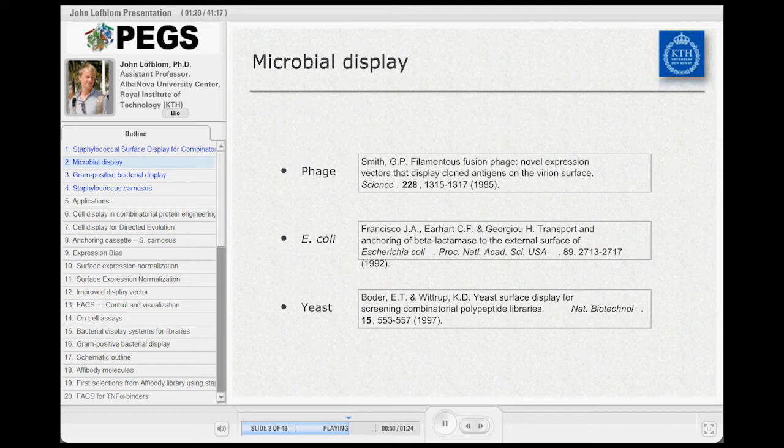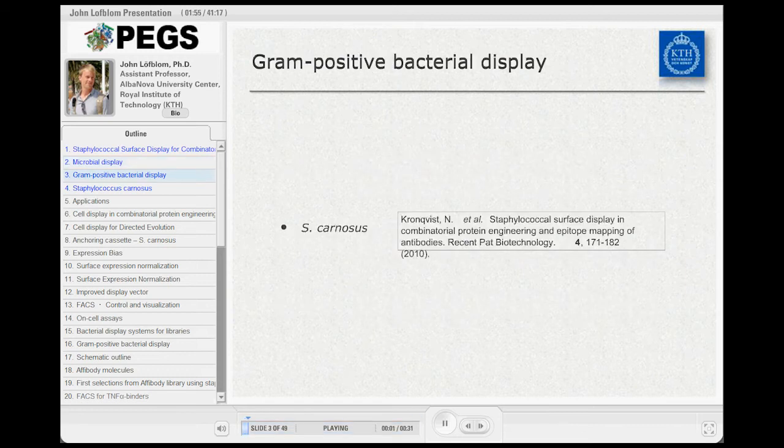And some of these alternative display systems are then based on cell display. And you have, for example, E. coli display. You're going to hear more about that from Patrick Doherty, which was developed in the mid-90s. And then you have also yeast display, which is relatively established today for selection of antibody fragments, but also full-length antibodies. And that technology was developed by Dane Wittrup and co-workers in the late 90s.